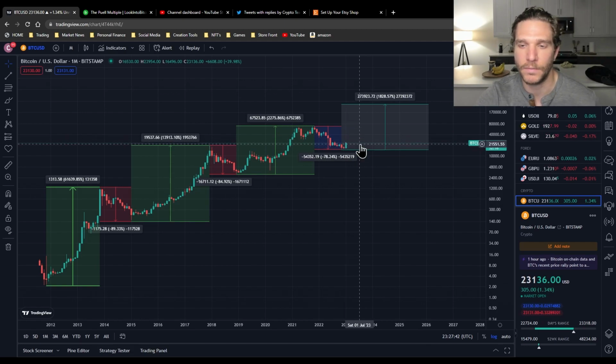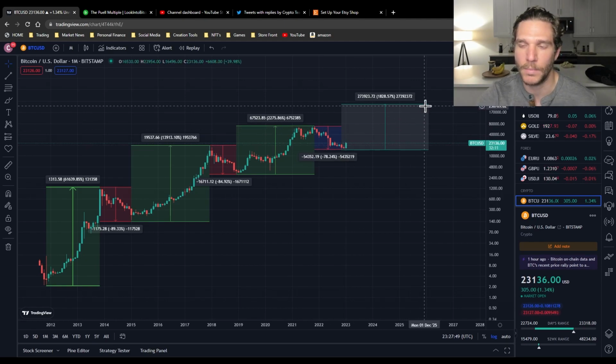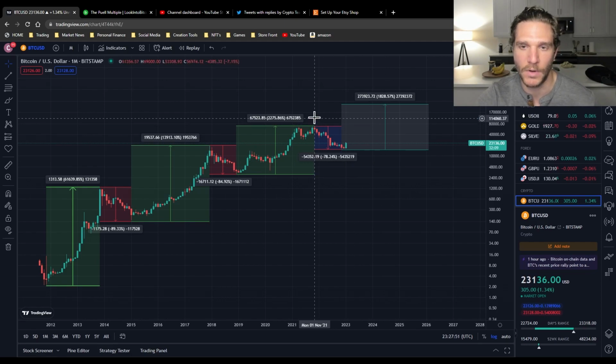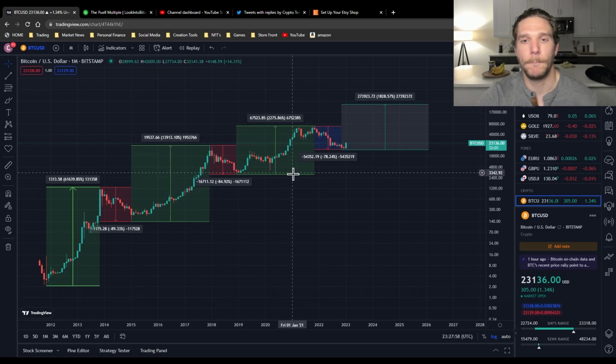Obviously, it'll come down multiple times on the way up, but as you zoom out, the move is up, I believe, for the next 3 years, now that we've gone through this year-long pullback that we've seen 3 times previously. So that's something to look forward to.